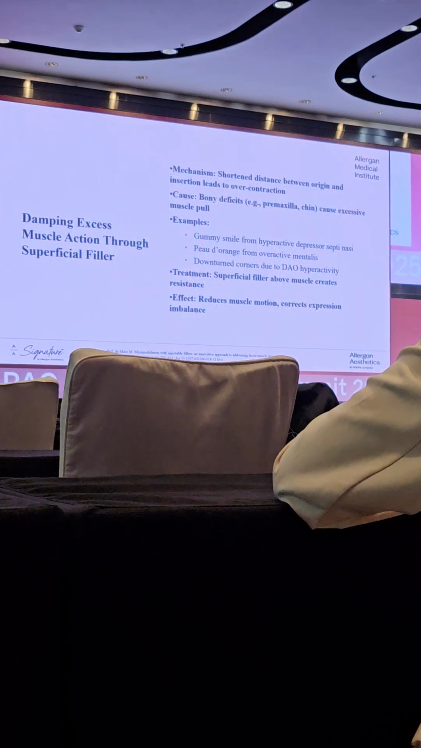On the other hand, if we want to dampen the muscle activity, for example, in case of gummy smile, depressor septi muscle, overactive mentalis, which is orange peel chin, or DAO hyperactivity, which is downturned mouth corners. In all these cases, by putting filler on top of the muscle, we can actually reduce the power of the muscle.